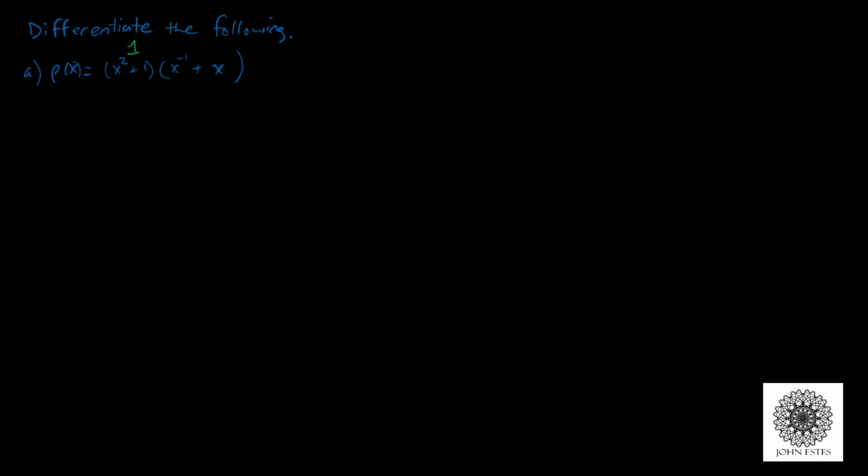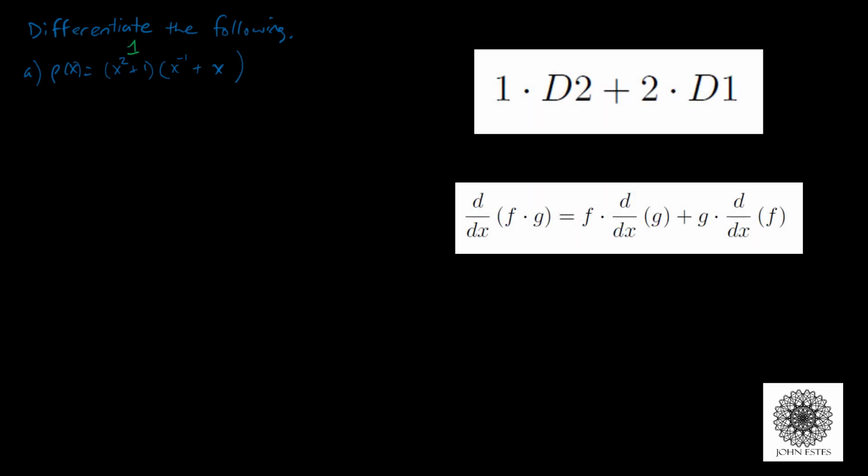So I have 1 for the x squared plus 1, I'm going to call that my first piece, and 2 is the x to the negative 1 power plus x to the first power for my second piece. Okay, so now when I want to calculate the derivative, remember the rule is 1 d2 plus 2 d1. I need to keep that in mind with these pieces respectively.